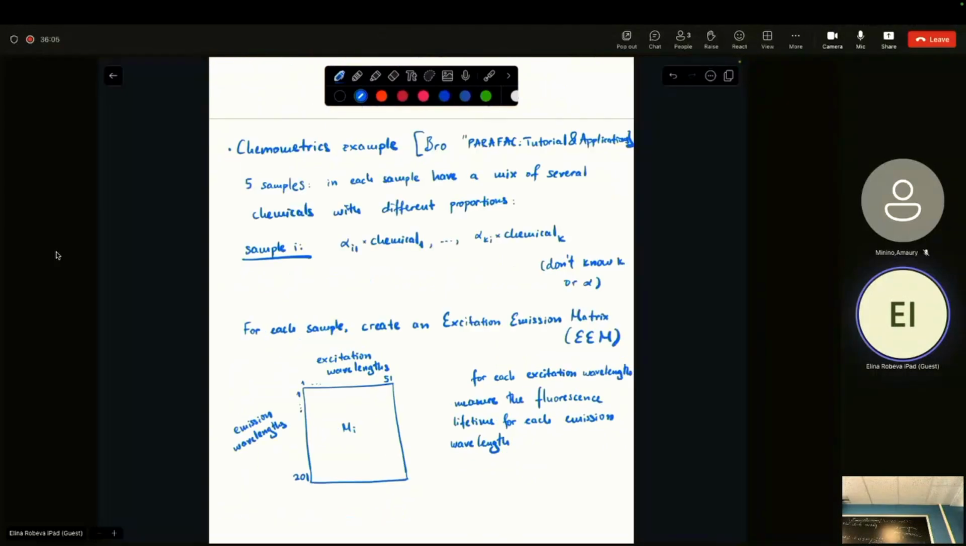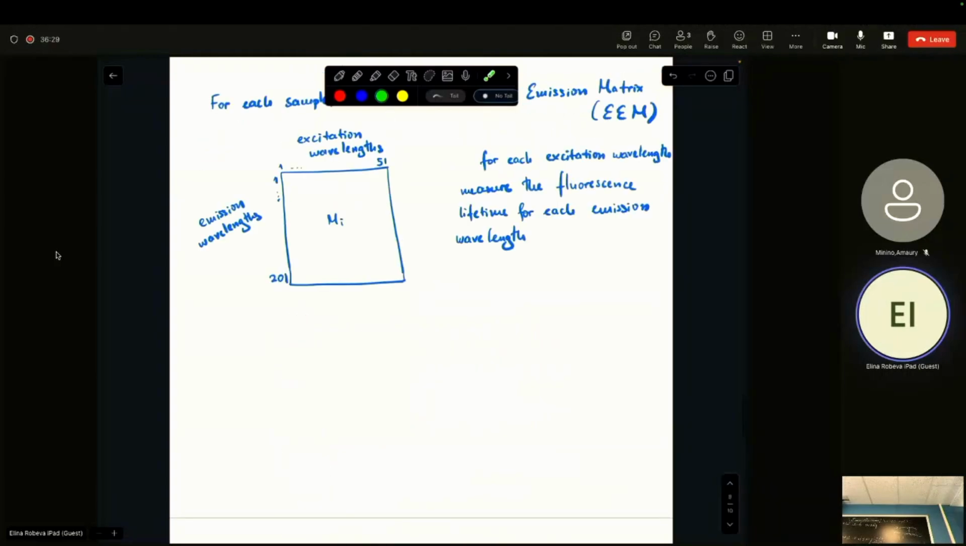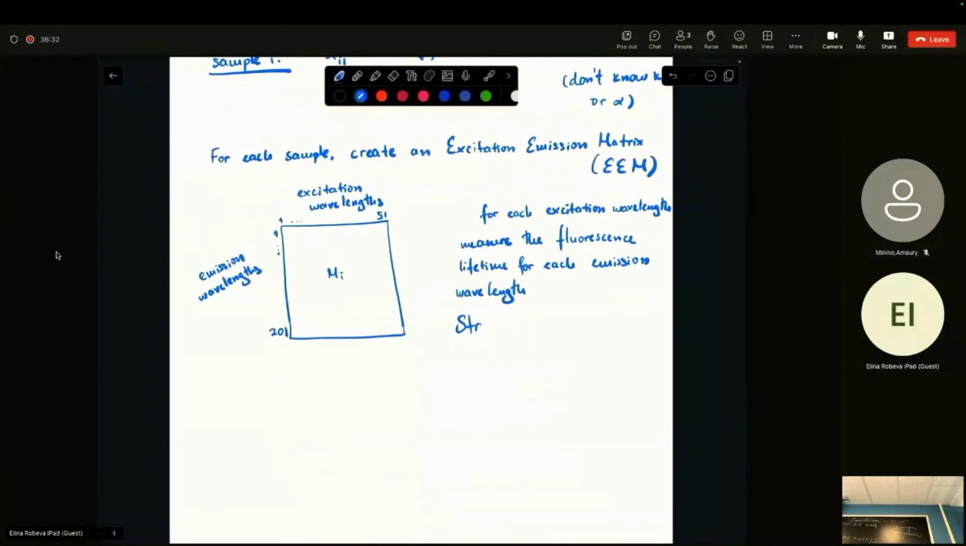Okay, and so I have a picture, hopefully yes. This is one example of such a matrix where this is the excitation wavelengths here. This is the emission wavelengths, and this is what this EEM matrix looks like. Okay. So anyway, you can do this, and you can stack the MI matrices into a 5, because we have 5 of them, by 201 by 51 tensor T.